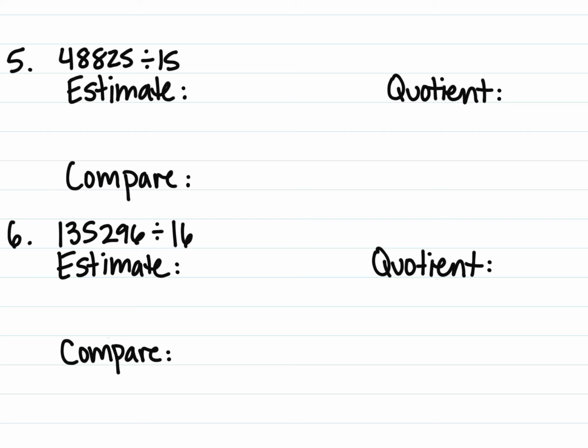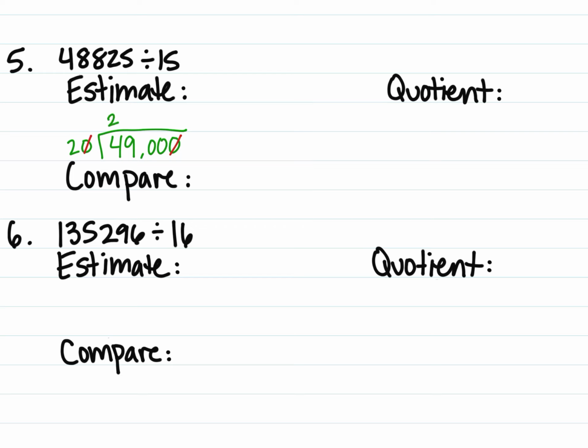We can either round to the 10,000s and say that it is close to 50,000, or we can round to the 1,000s place and say that it is closer to 49,000. 15, you can say is either close to 10 or to 20, but typically we round 15 up, so we would have a 20. We can divide a 10 out.